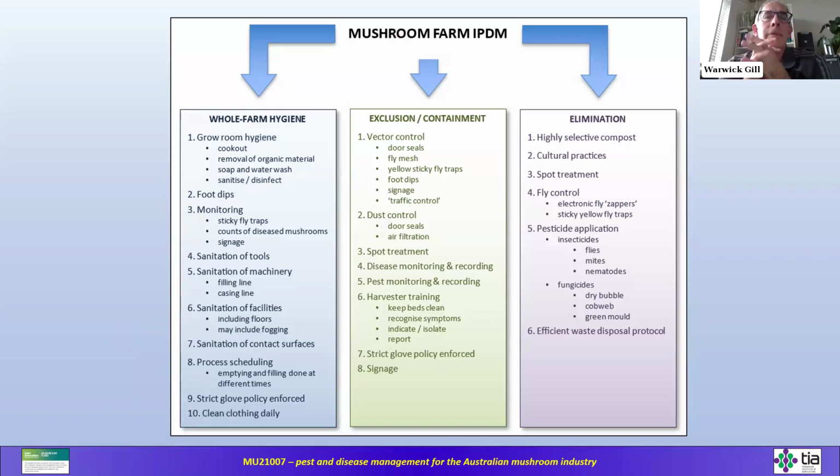Now, looking at some activities on the farm which we do, I guess, naturally, but are in fact elements of an effective IPDM system. IPDM classically is described as exclusion, containment, and elimination in those three categories. But because we are growing in an enclosed environment, often our exclusion practices are also our containment practices. So let's have a quick look through these.